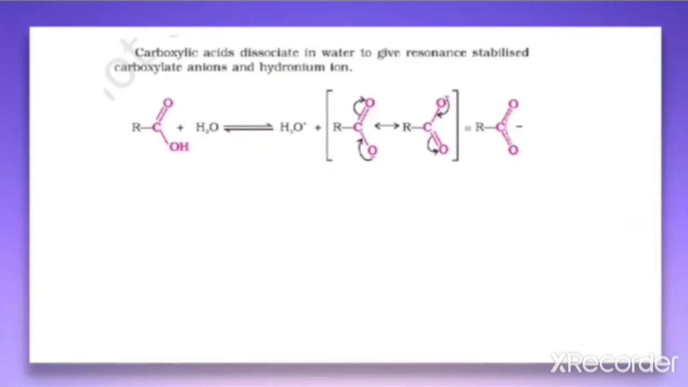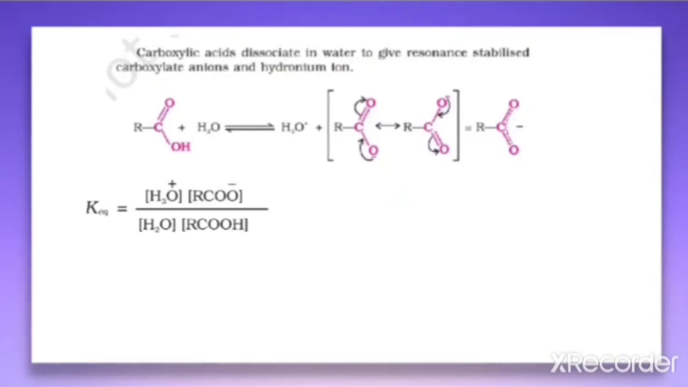Because this is an equilibrium reaction, what will be the equilibrium constant? That can be represented in this way. We already learnt last year the equilibrium constant for this reaction, that is RCOOH plus H2O giving rise to H3O plus and RCOO negative. So that is the equilibrium constant we are writing for this equilibrium reaction, that is the concentration of products divided by the concentration of reactants. Now what is on the product side? We have H3O plus, that is the concentration of H3O plus, and we have RCOO negative on the product side.